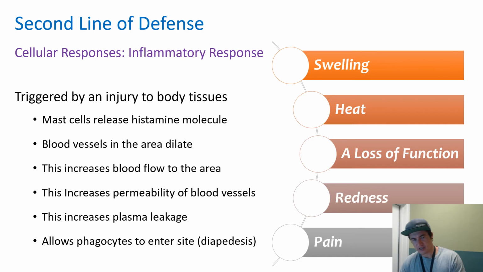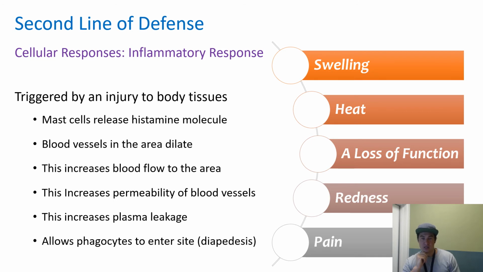So this release of histamine triggers blood vessel dilation in the area responsible. More dilation of blood vessels means more blood flow to the area. Bigger vessels means those holes in the capillaries are a bit bigger, so it makes them more permeable. So it means things can leak out. Plasma will leak out a little bit more, so that creates swelling. And it also means that those neutrophils can move through those holes into the area that's been impacted by the injury.